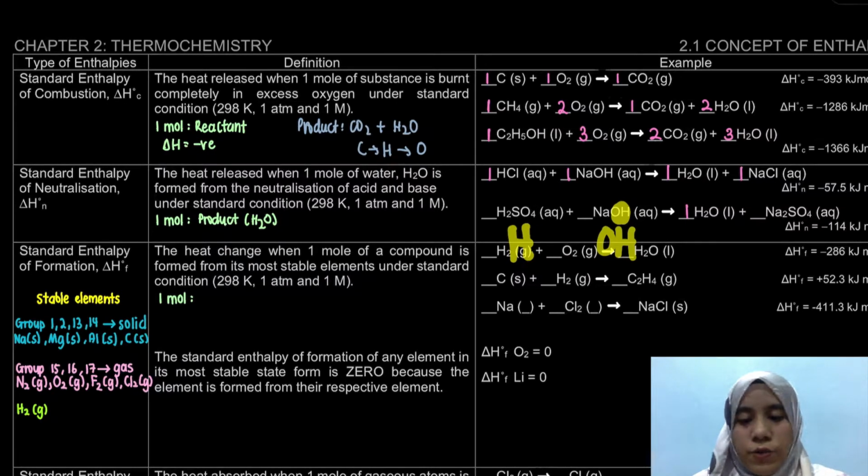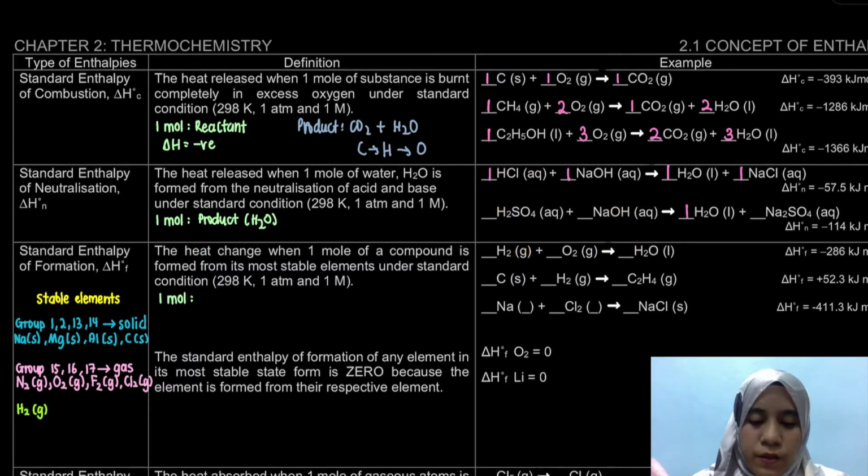But in H2SO4, hydrogen is 2. So how are we going to make it balance? From here we have to write down 1/2, because we only want 1 hydrogen. Right now there are 2 hydrogen, right? But when we write down half, we get only 1 from here and OH from here. Okay, so now it is 1.